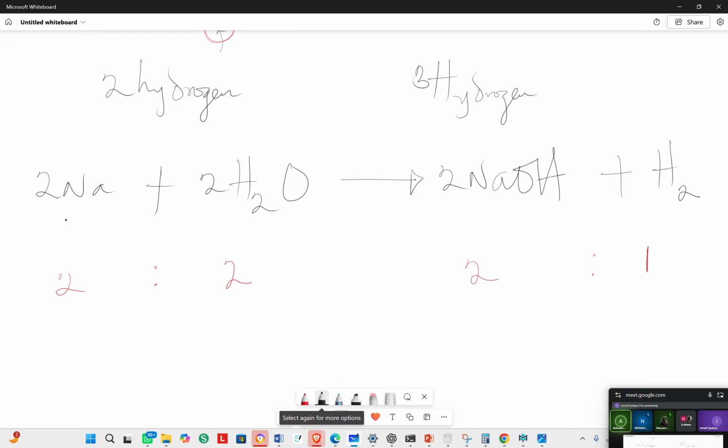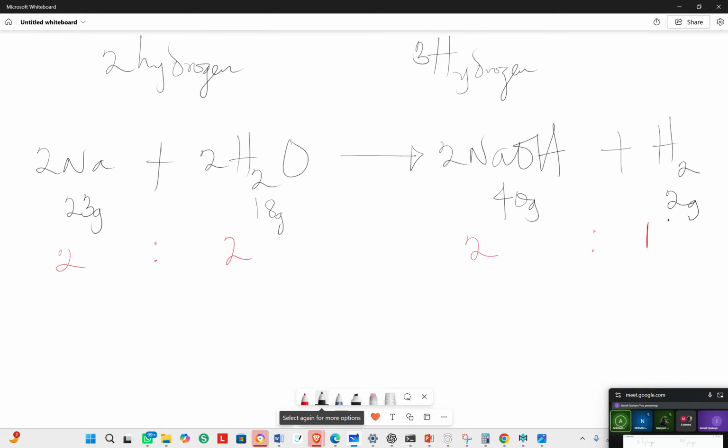Okay, the molar mass of sodium is 23 grams. Water is 18 grams. Sodium hydroxide is 40 grams. And then hydrogen gas is 2 grams.